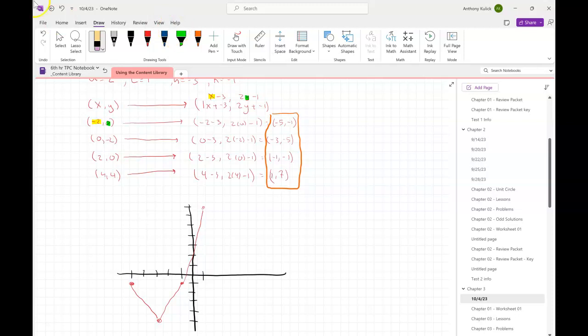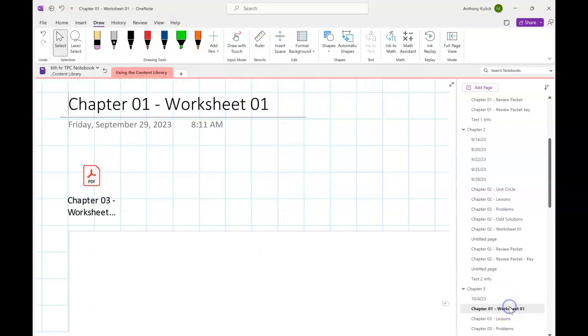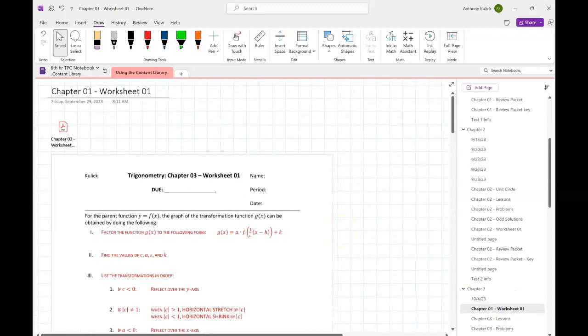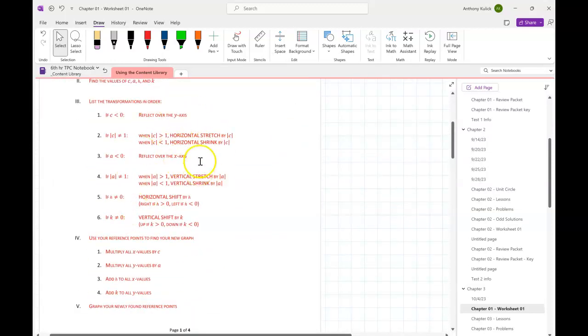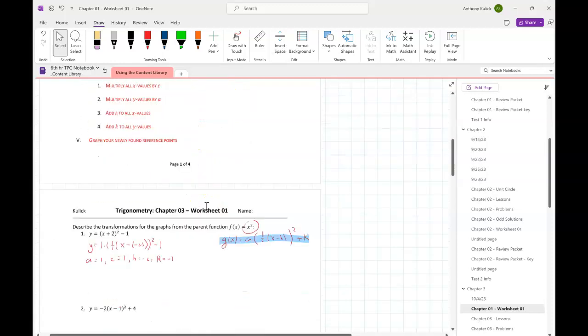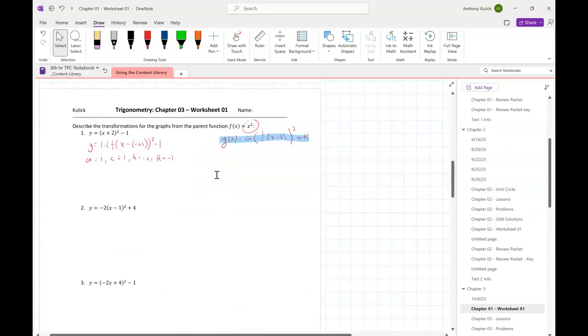What I'd like you guys to work on for the rest of class would be this worksheet 1 that's in the content library here. So the first page is just like I recopied in some of this stuff. It says describe the transformations from the parent function. So I did an example here. I did the first one, figuring out the A, C, H, and K for you guys. I didn't write up the transformation, but I just, exactly like we did in the notes though, right?